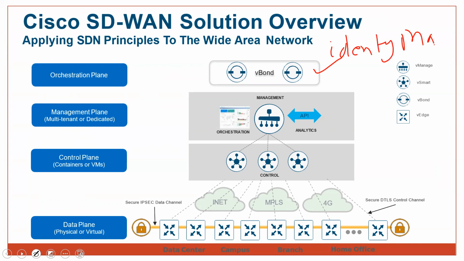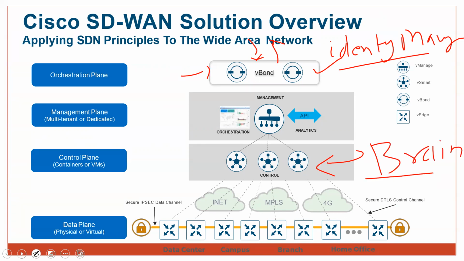It is managing the serial number, chassis ID, whatever, of who is joining the fabric or leaving the fabric. So this will provide you one layer of security for whoever is joining the fabric. You can think of vBond as an identity manager. Now, in this control plane you can see vSmart. This is the actual brain.